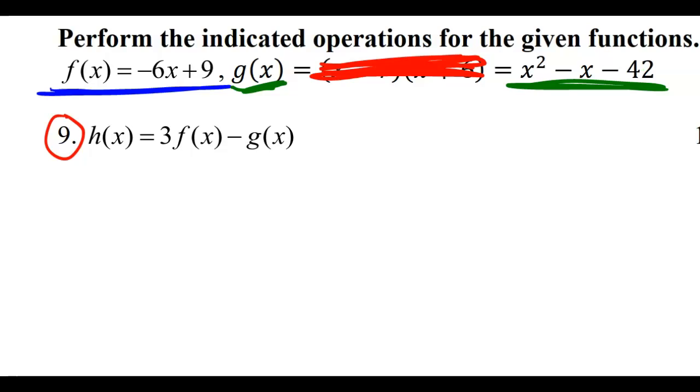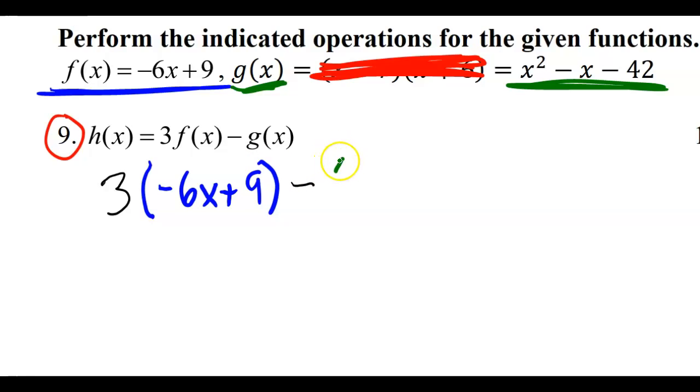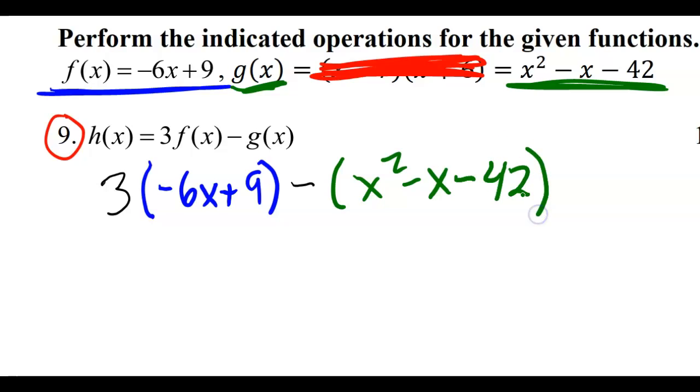So for number 9, the regular operation set, which is like the 3. So 3 comes down, and then it's saying do f of x. So 3 times f of x, which is negative 6x plus 9. And then minus is the operation that's happening. And what am I subtracting? The entire g of x set, x squared minus x minus 42.